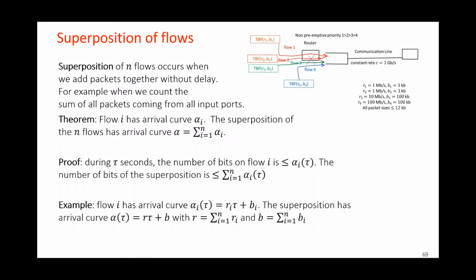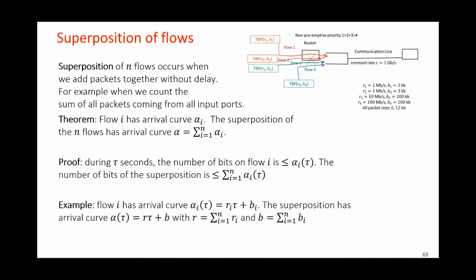To see why, we can do the math here. If a flow i has an arrival curve alpha_i, the superposition of the n flows has an arrival curve which is the sum of the arrival curves, which is almost trivial. Because that's a bound on the number of data units you can see over a window of size tau. If you count not one flow but n flows, then you see at most the sum of all the things for every flow. That's trivial. The interesting thing is that if we use linear functions, then a sum of linear functions is a linear function with a rate that is the sum of the rates and a burst that is the sum of the bursts.